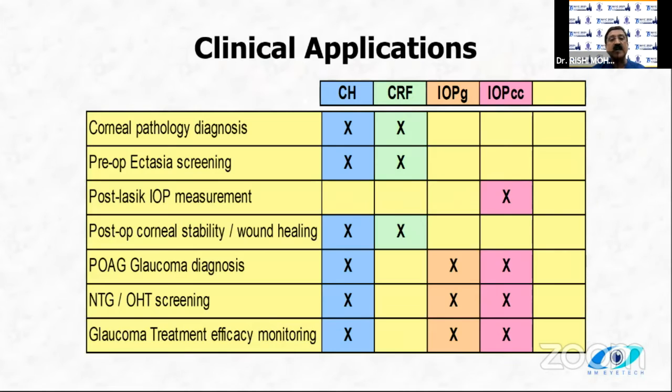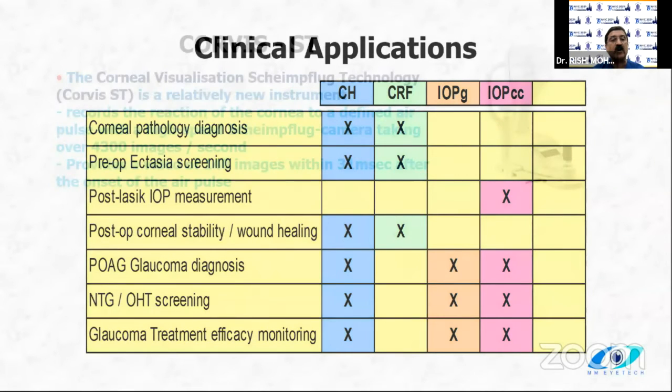So to conclude, the clinical applications of a biomechanical device is that it helps in corneal pathology diagnosis, in pre-ectasia screening, in post-LASIK IOP measurement, in looking at the corneal stability and the wound healing, in the diagnosis of glaucoma as well as ocular hypertension and low-tension glaucomas, and in the efficacy of the treatment monitoring.